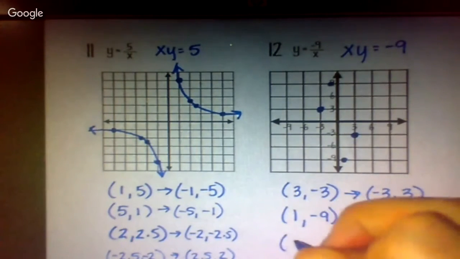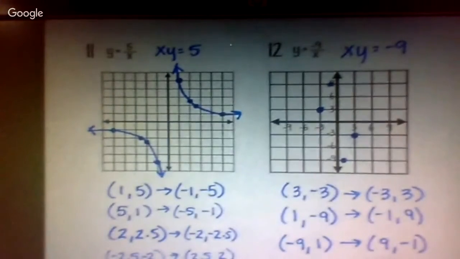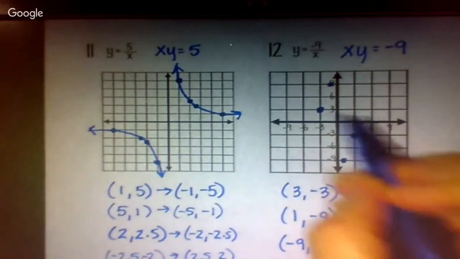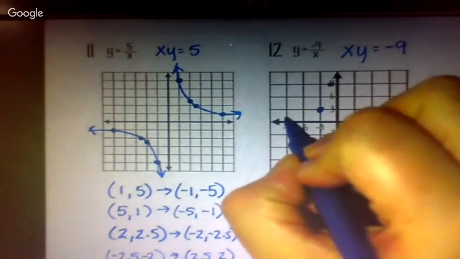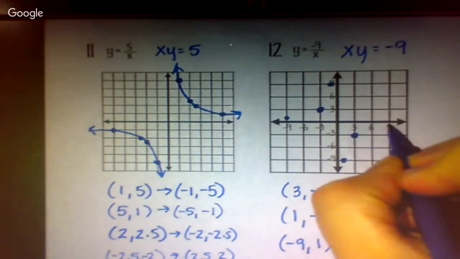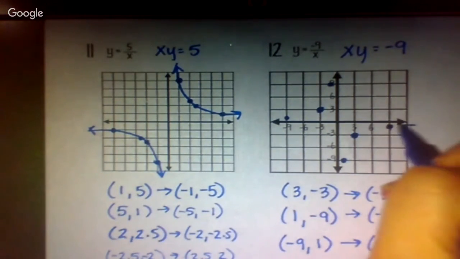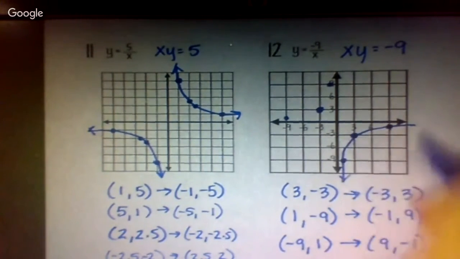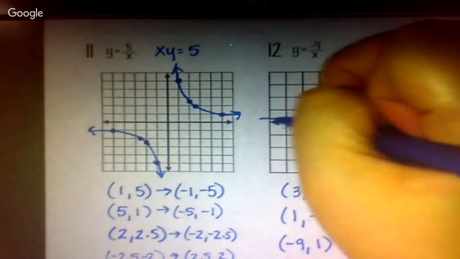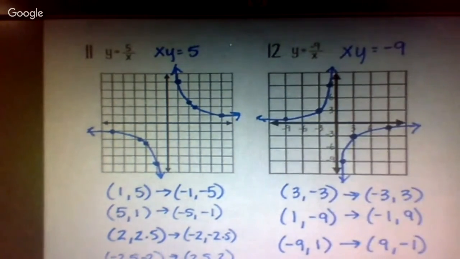I can also do -9 times 1 or +9 times -1. It still will give me -9. So -9 and +1 or +9 and -1. Even though we don't have 4, we've got a pretty good idea of what this is going to look like. Can you let me finish these notes real fast and explain what you're going to do next? Okay, so that graph should look like this.